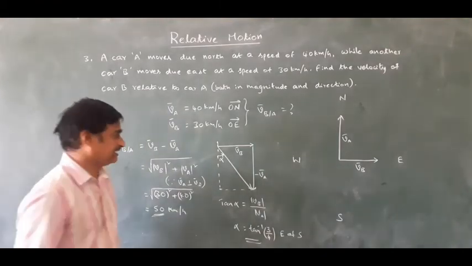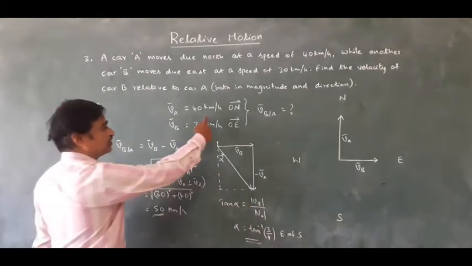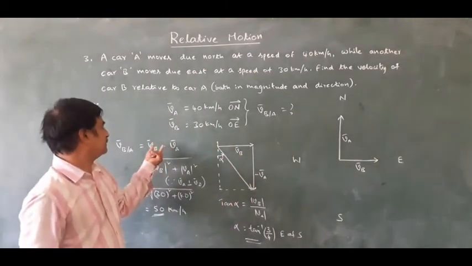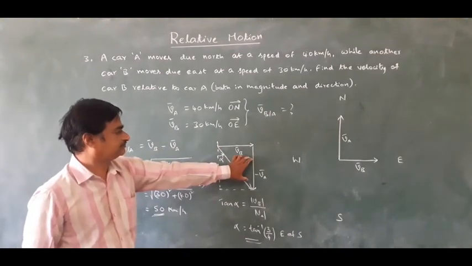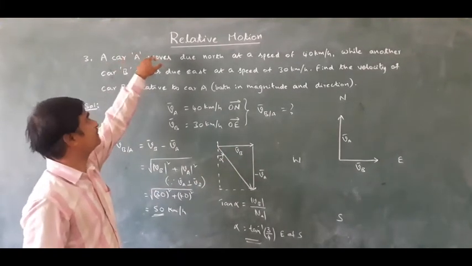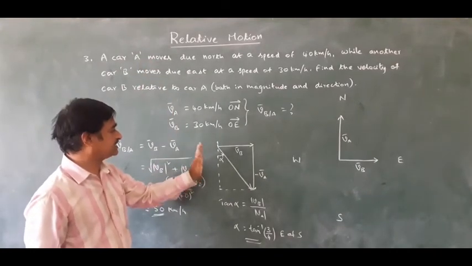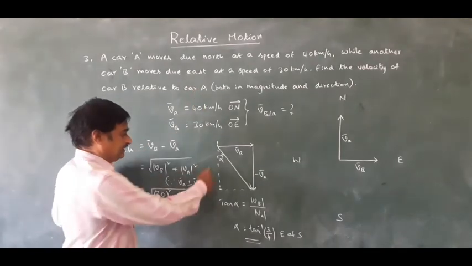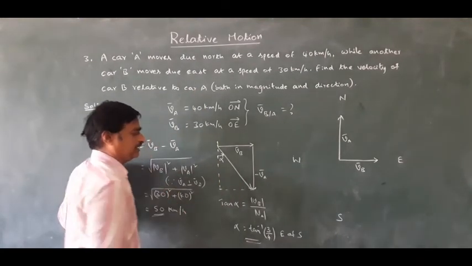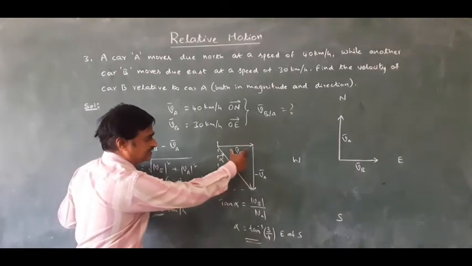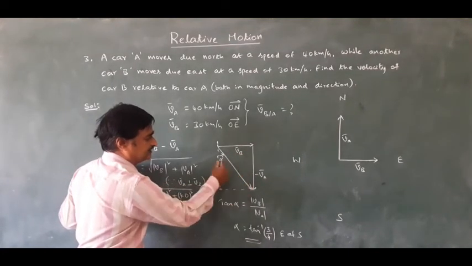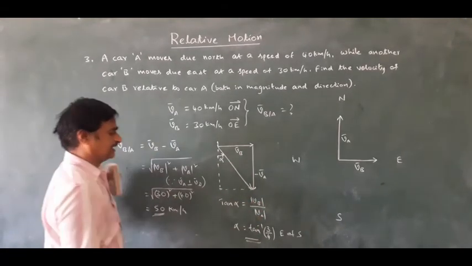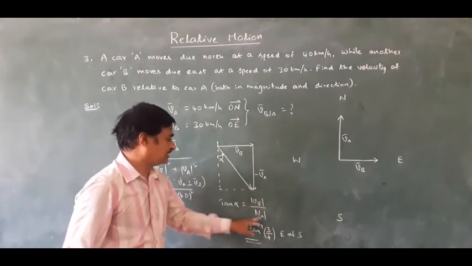Now, the direction. Coming to the direction, first we have to draw this one. Velocity of car B, then minus velocity of car A. As the problem is started from A, we have to give the direction with respect to A, that is along this one. From this direction, it is going towards this one. Then, by seeing this triangle, again it is a right angle triangle. Opposite side, tan alpha is equal to VB by VA. Then we get alpha is equal to tan inverse of 3 by 4.